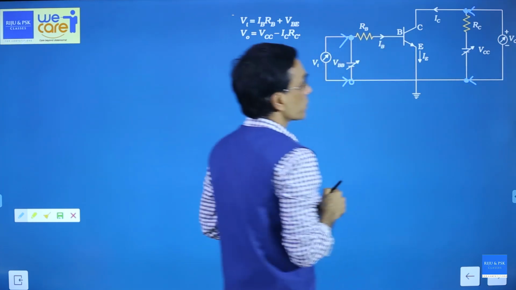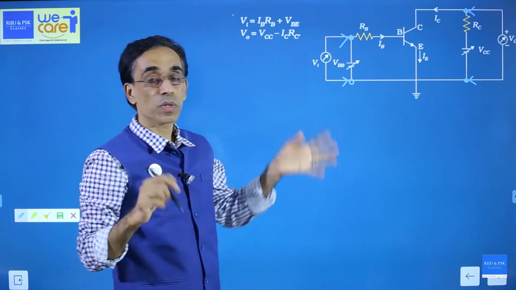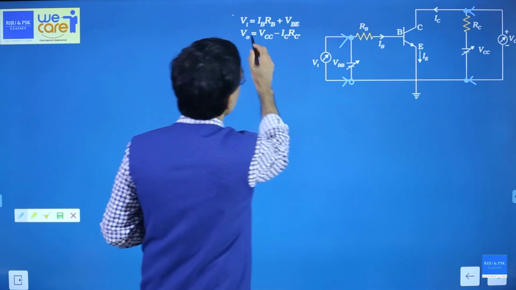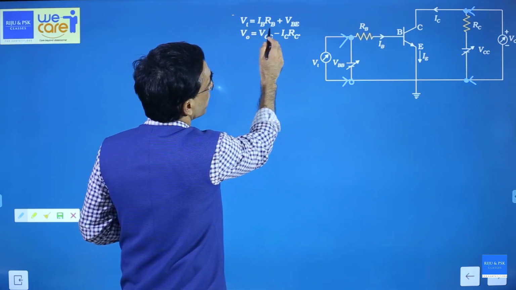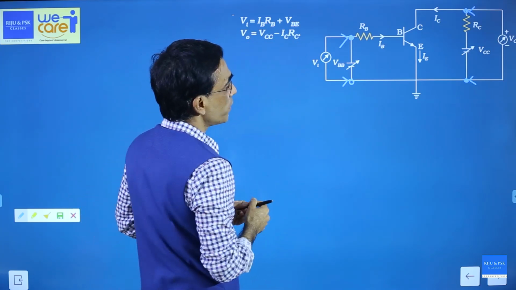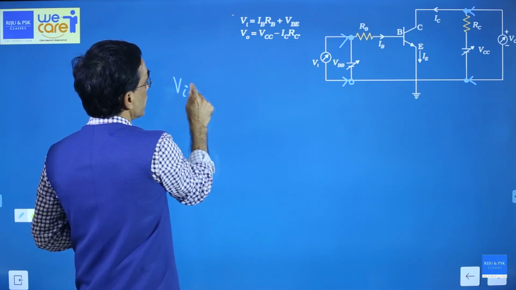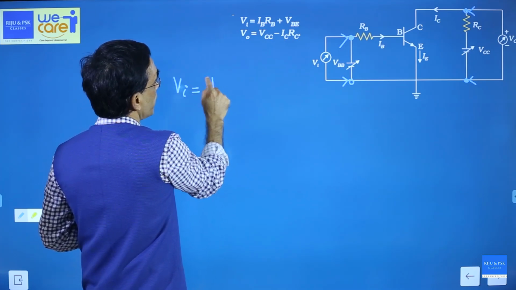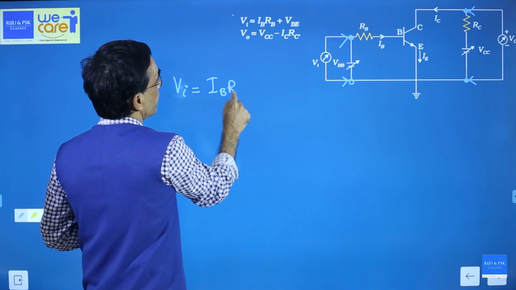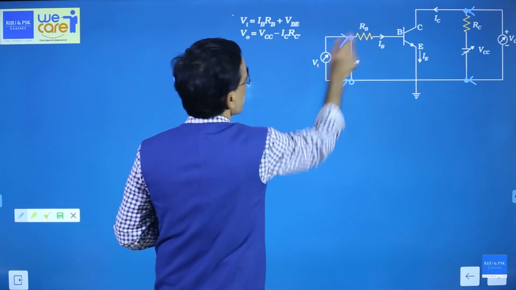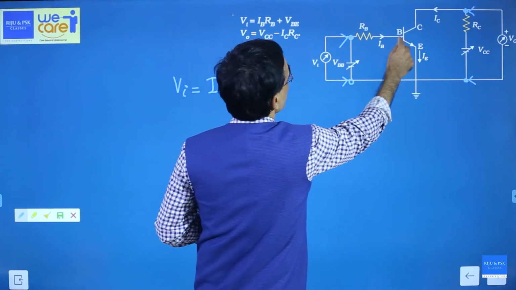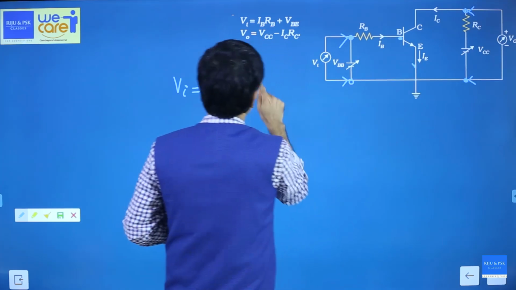VO is the output. By writing Kirchhoff's voltage law for the input, we can get this equation: V input equals IBRB plus VBE. That you should be very clear. V input is given by IBRB. IBRB is what? The voltage drop in this resistor plus the voltage between the base and emitter junction, that's VBE.